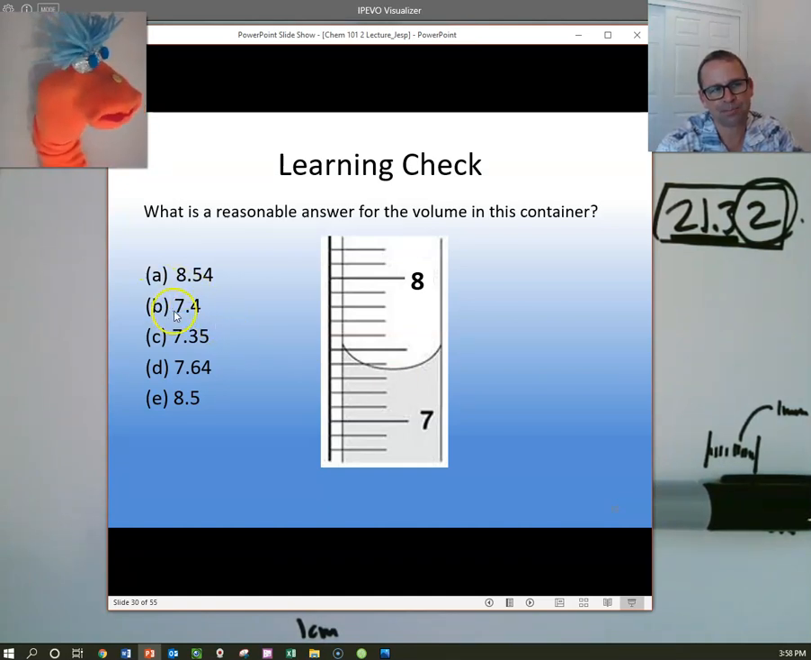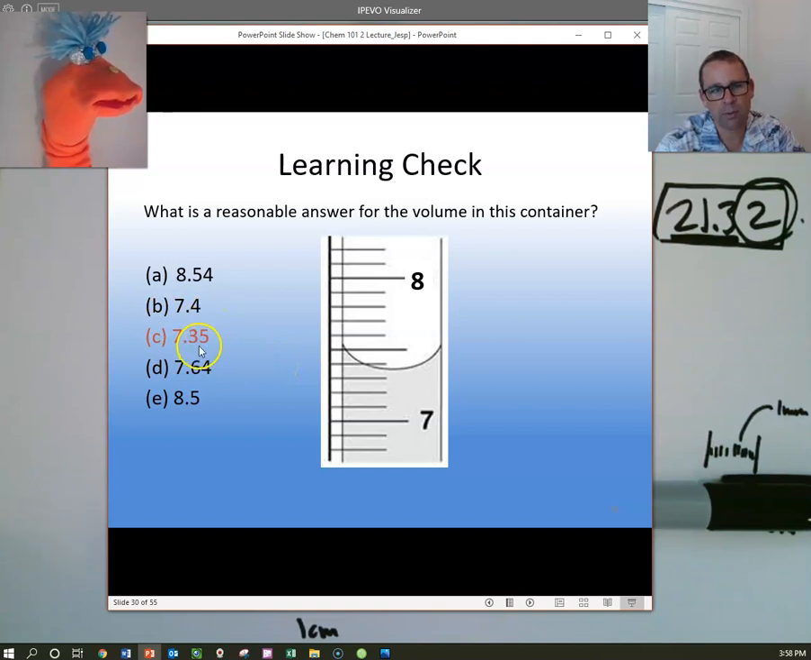What's wrong with B? Well, maybe B. Well, no, because B, you don't have an estimate, and it's not 7.4. So you have to have three significant digits. So it has to be either A, C, or D, and it's not up to 7.64. Okay, very good. That's right. So the answer is C.